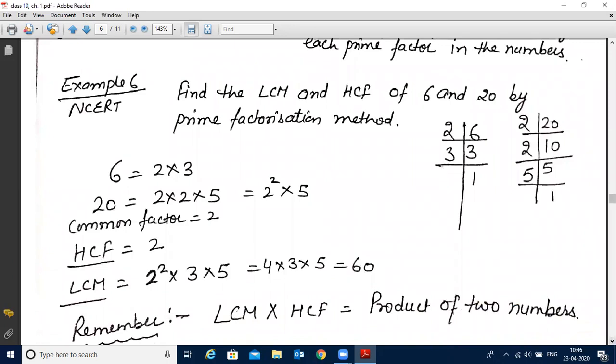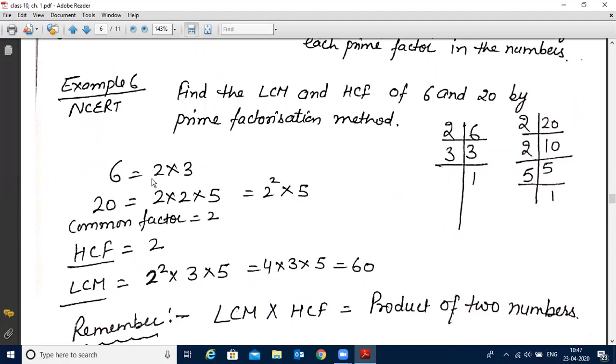Let us do example 6 of NCERT. If you have to find the LCM and HCF of 6 and 20 by the prime factorization method, then firstly you will do the prime factorization of 6. It will be 2 into 3. Then we will do the prime factorization of 20. It will be 2 into 2 into 5, which can be written in exponent form as 2 raised to power 2 into 5.